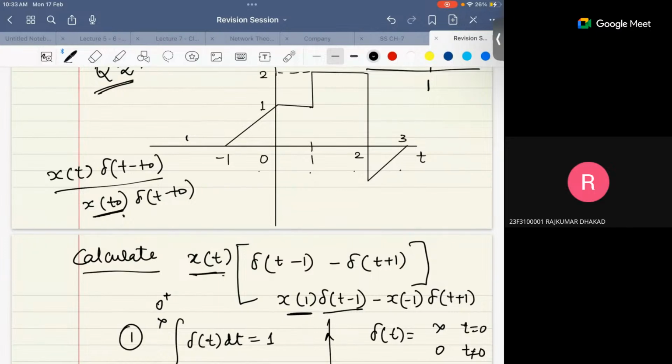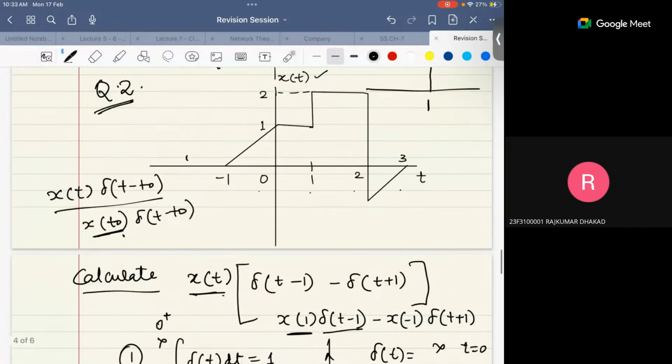Is it clear? If it's not clear, I can reiterate it. No problem in that. But if it's given in the exam, you must be able to solve it.